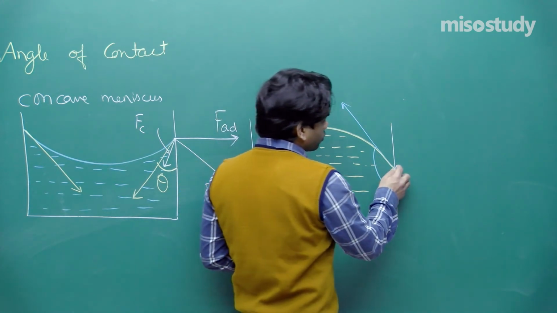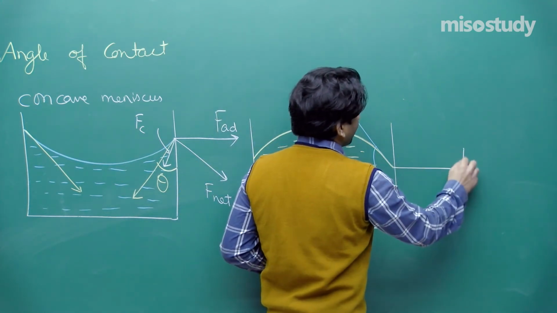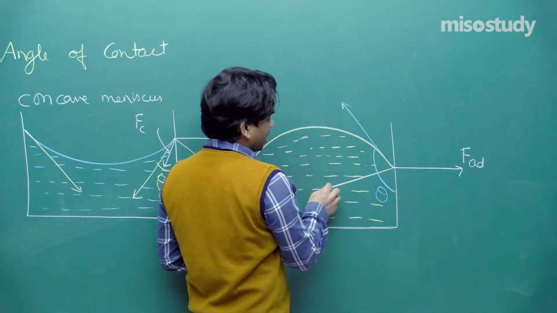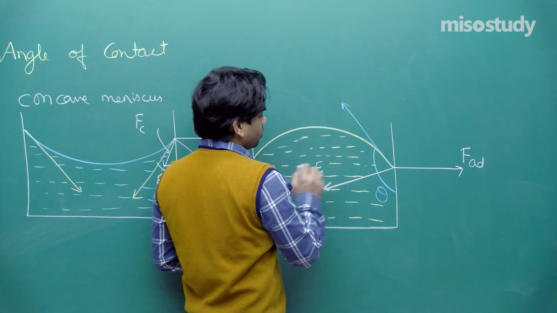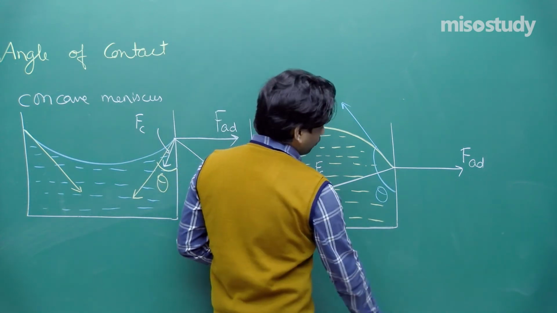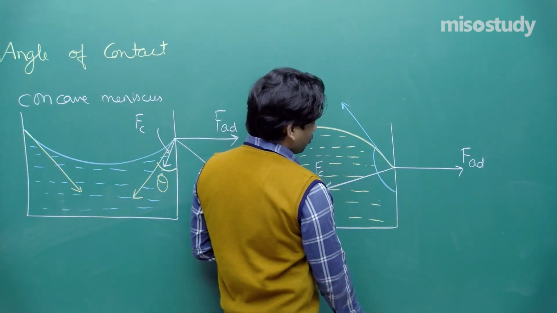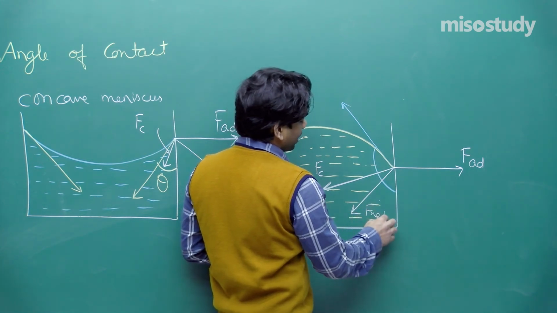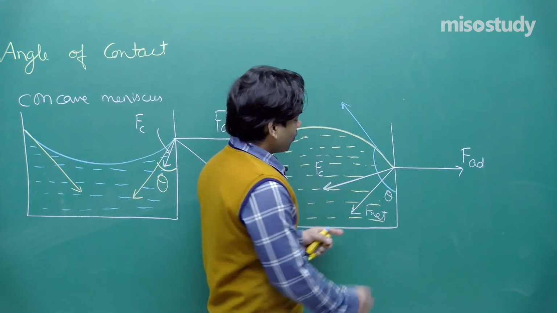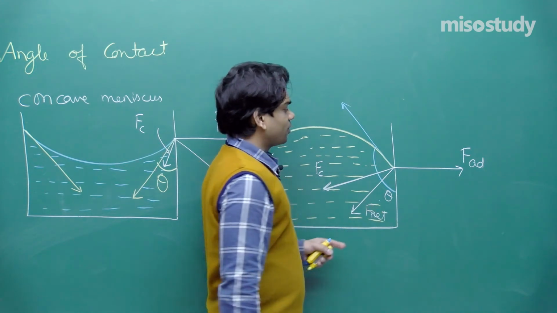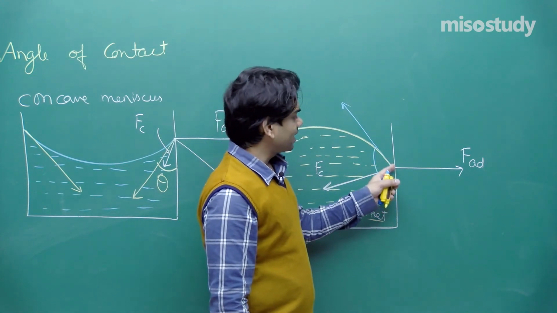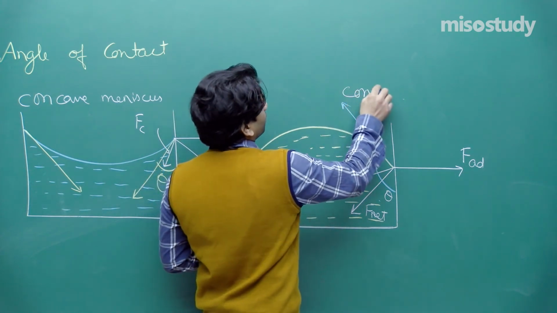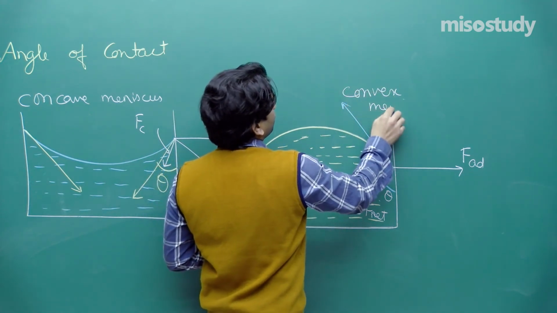So see here, the adhesive force will be acting along this direction, and the cohesive force will be acting along this direction. Now the resultant of these two will be directed somewhat here. This will be the resultant F net. Now we all know that the surface tries to align itself perpendicular to the net force, so that's why it's aligned in this way, and that's why a convex meniscus is formed in the case of mercury. Convex meniscus is formed.